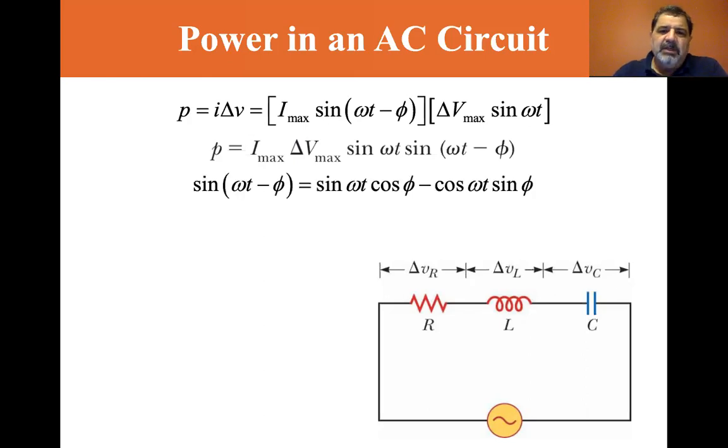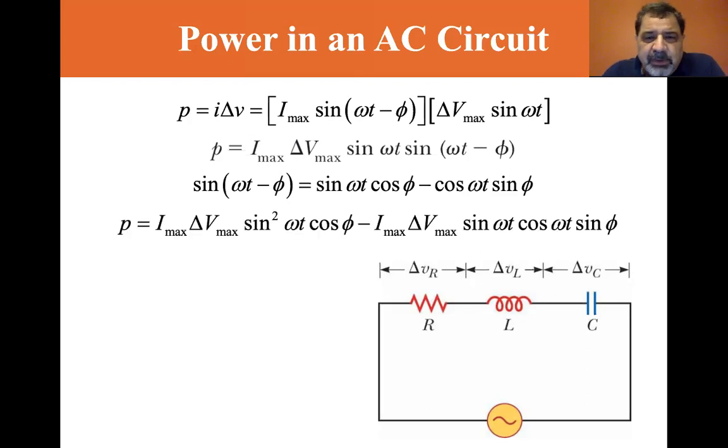Multiply that out, you get P equals I max delta V max sine omega T sine omega T minus phi. Now we're going to use an identity: sine omega T minus phi equals sine omega T cosine phi minus cosine omega T sine phi. So we make that substitution into the equation above. We get power equals I max delta V max sine squared omega T cosine phi minus I max delta V max sine omega T cosine omega T times sine phi.